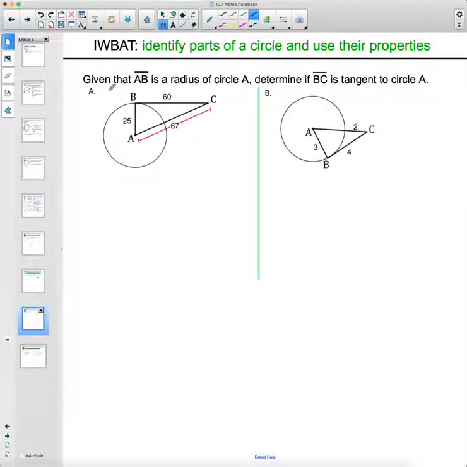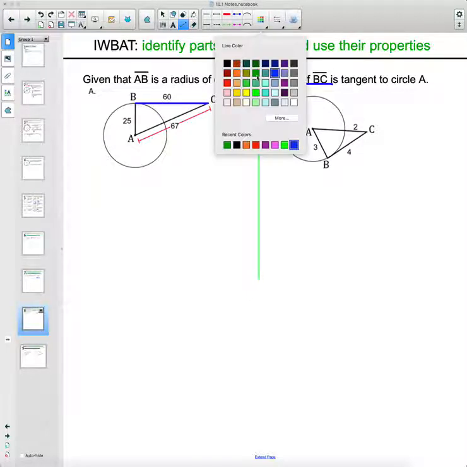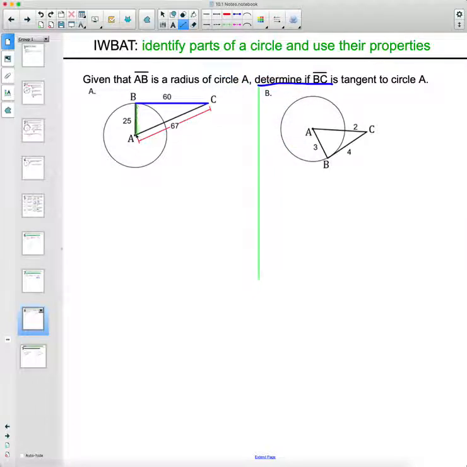Okay, so let's take a look. Given that segment AB is a radius, they're telling you that this is a radius, determine if BC is tangent. That means we don't know yet, we need to find out. So if in fact this segment right here is tangent, and I like to highlight it, here's the potential tangent, here's the potential radius. If this is a radius and a tangent, what would happen is this right here would be a right angle, meaning this whole thing right here would be a right triangle.